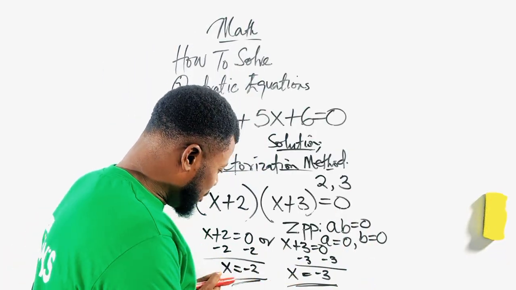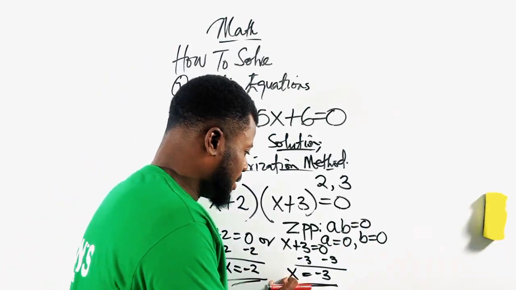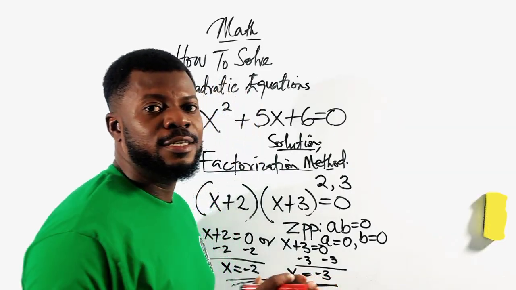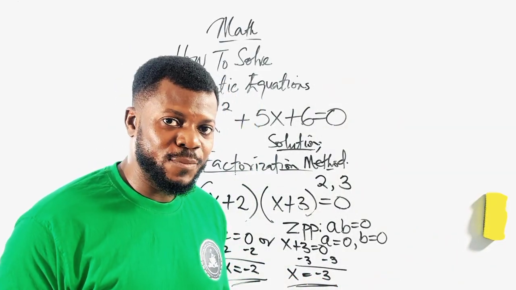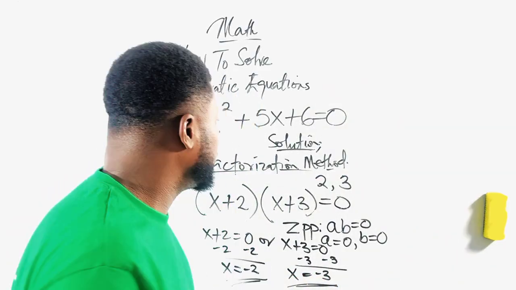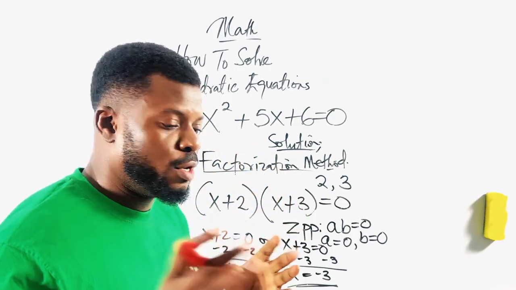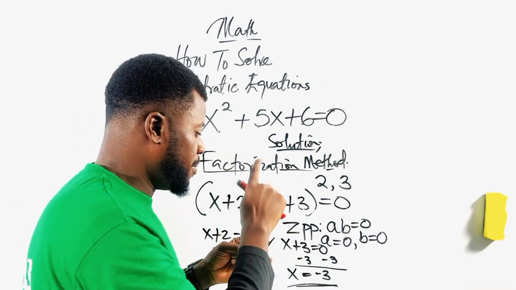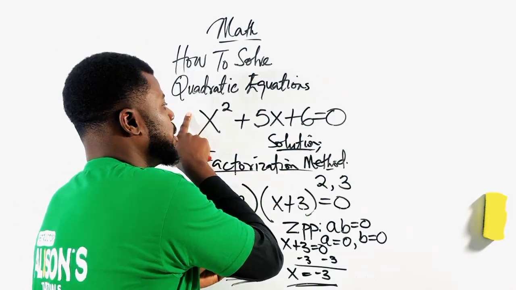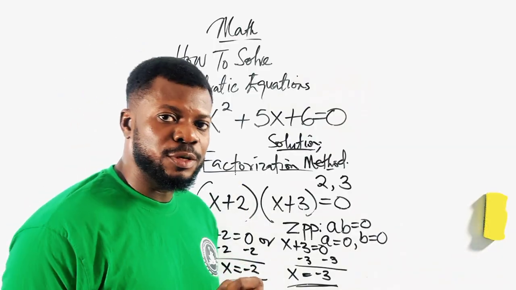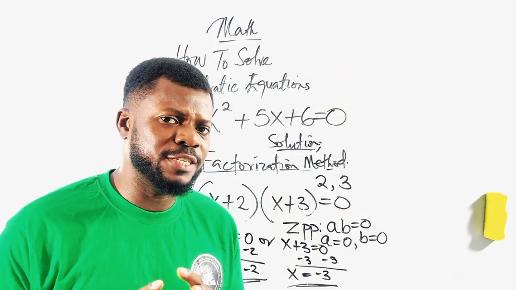So the answer now, x will be equal to minus 2 or x equal to minus 3. You don't learn abi? If you need, make I use another method, carry solve another problem, let me know for comment section and me go come teach you again. I hope say this video makes sense.